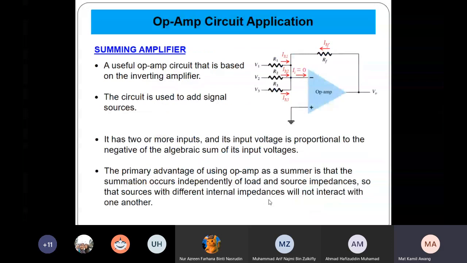We'll continue with the summing amplifier after this. Just look at the circuits and try to understand. The summing amplifier is also called an adder or a summer.